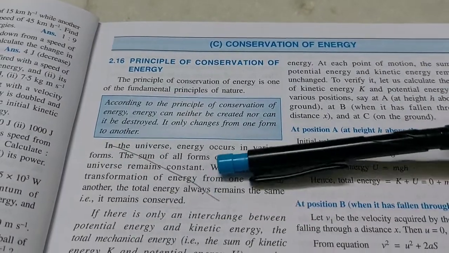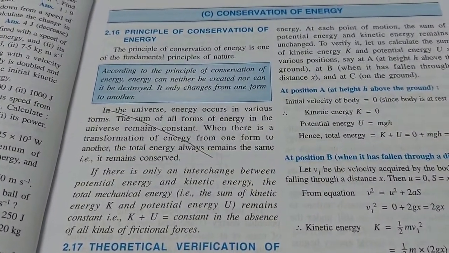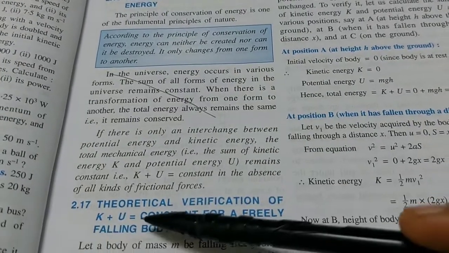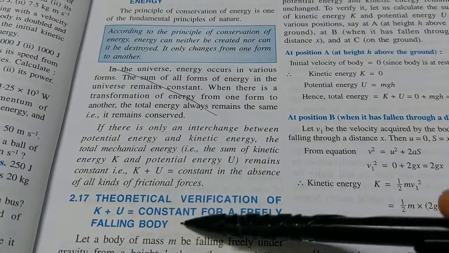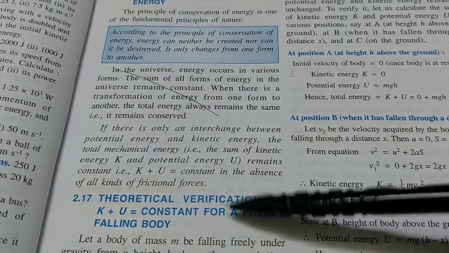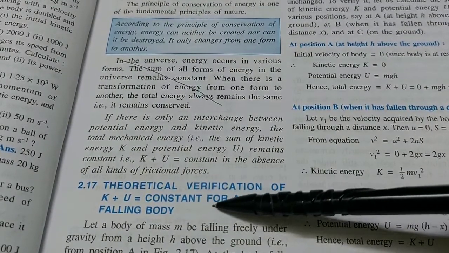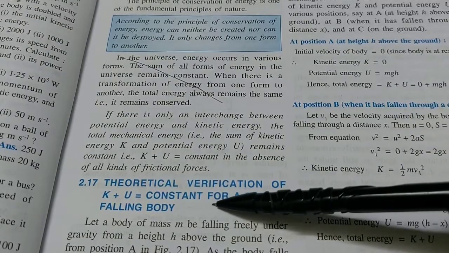Now, when we talk about conservation of mechanical energy, we say that the total potential plus kinetic energy is always a constant in a closed system, for example, a freely falling body, but that is only in vacuum or only when there is no friction.